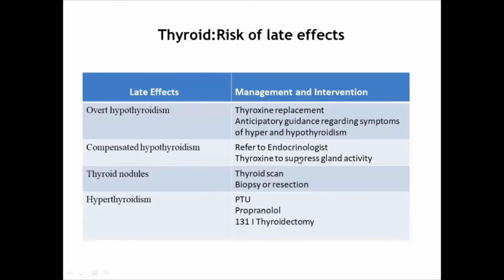So we can give thyroxine to suppress the gland activities. There can be thyroid nodules. We can manage by doing a thyroid scan or a biopsy or resection, and hyperthyroidism by using propylthiouracil or propranolol or iodine 131 thyroidectomy.